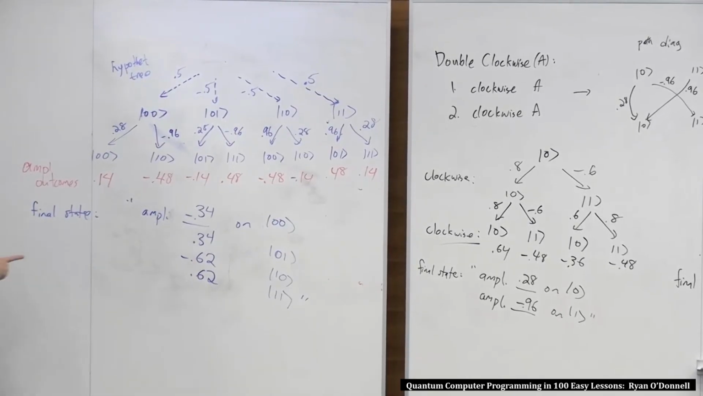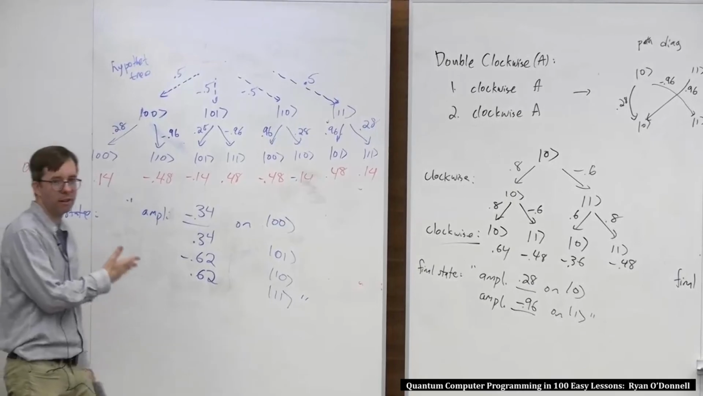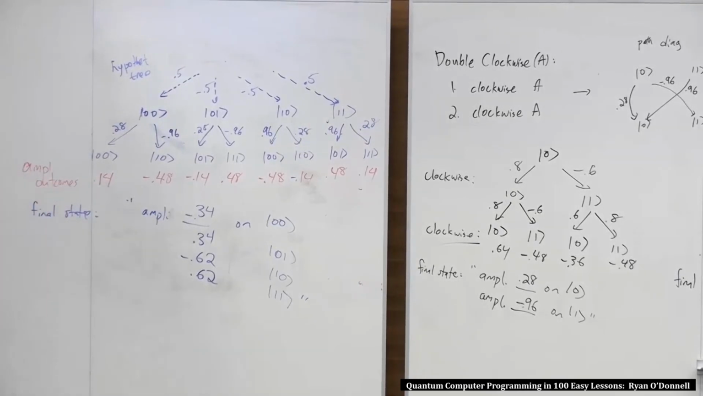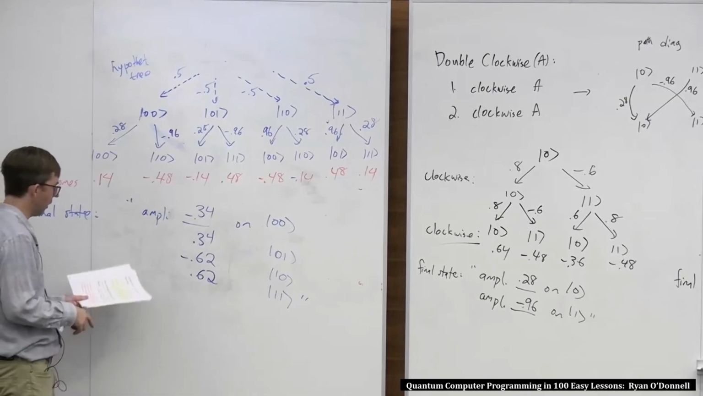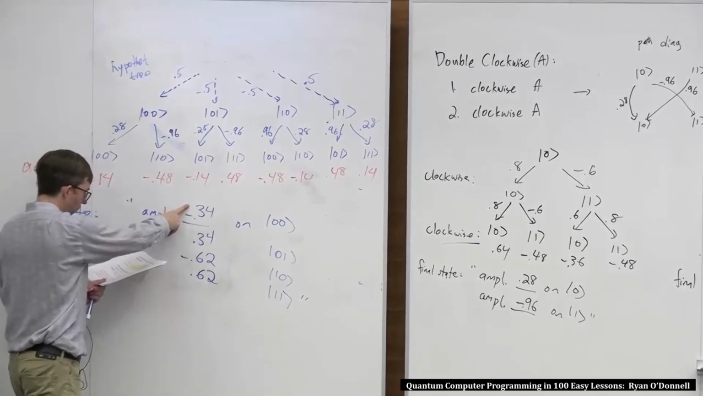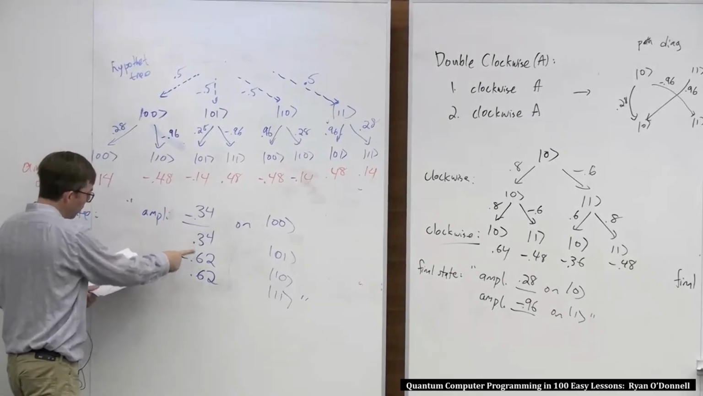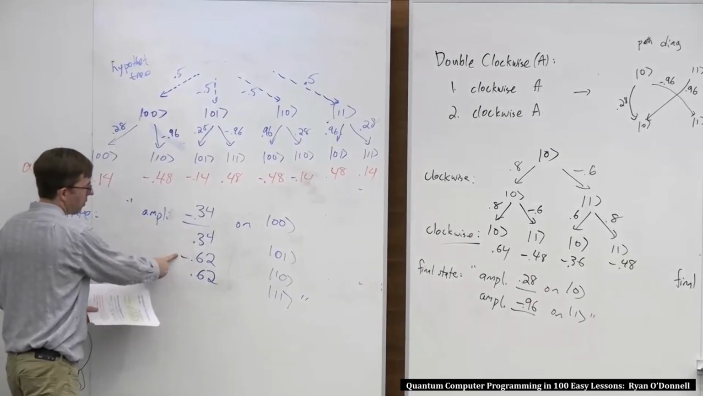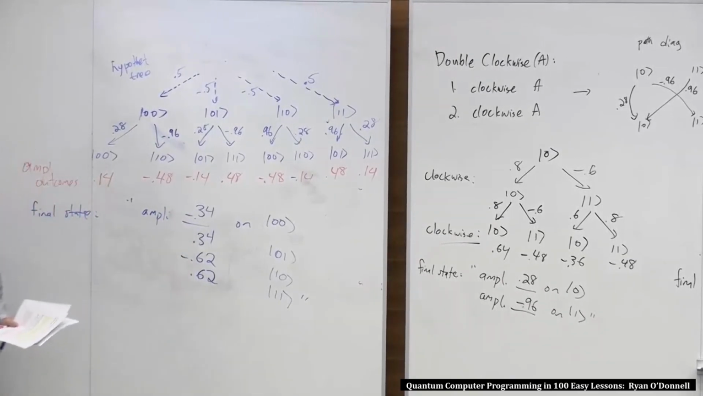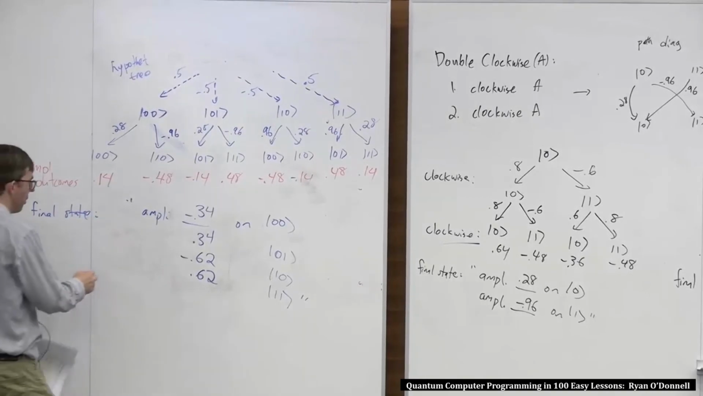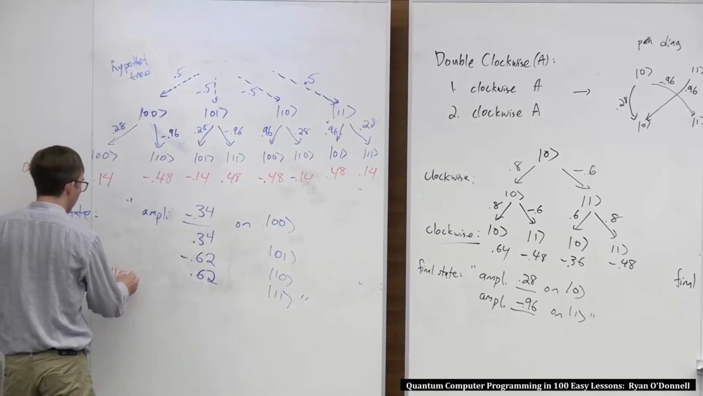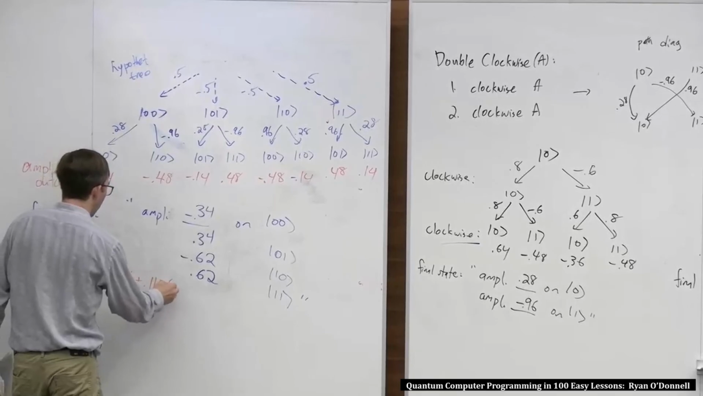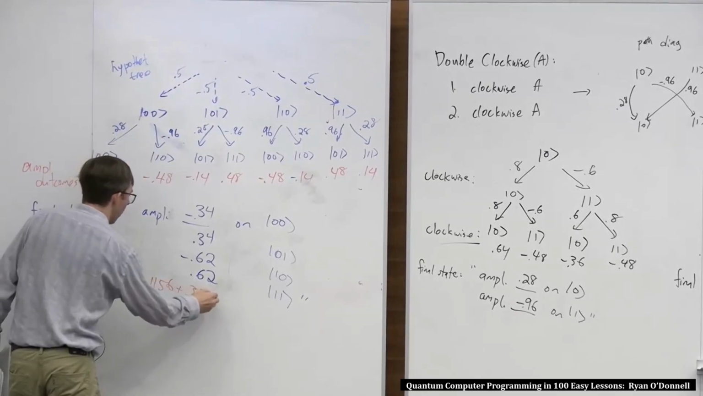Okay, and this is the final state. So it's kind of a pain, and there's not an intuition or anything. We just had to calculate. And again, you can bust out your calculator and see that this squared is 0.1156, and this squared is 0.3844. And by some awesome miracle, which we'll explain shortly, this adds up to 1.